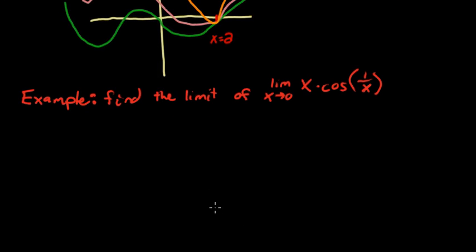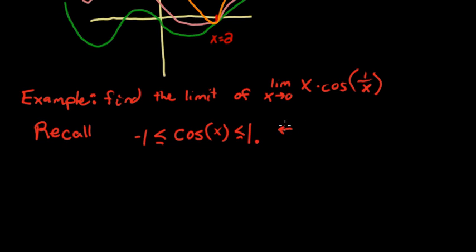Well, we know from trigonometry that cosine of x must be between -1 and 1. So we'll just say recall cosine. Actually, let me write that out here. So recall that cosine of x is less than or equal to 1, but it is greater than or equal to -1. That's a very important fact for that. And that's true for all x.